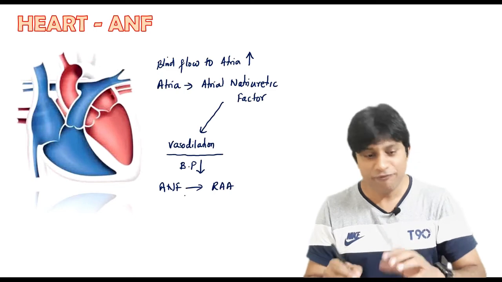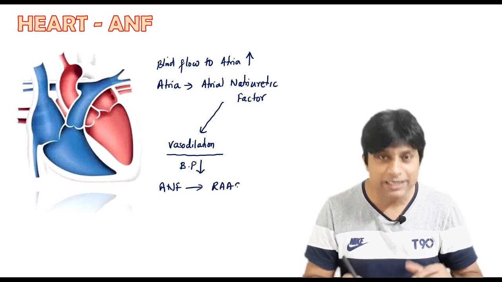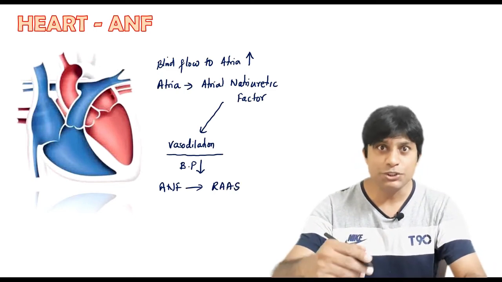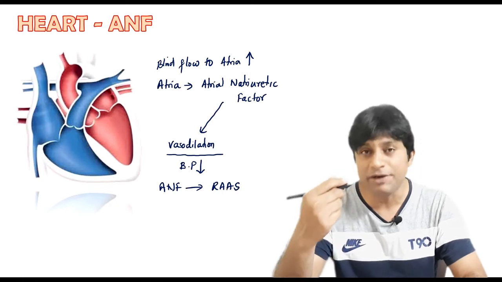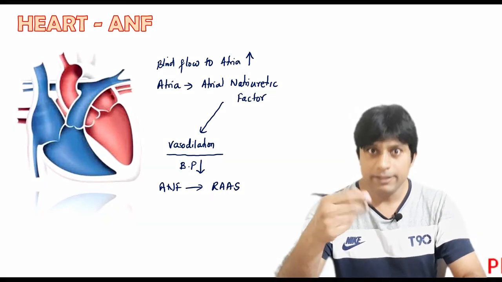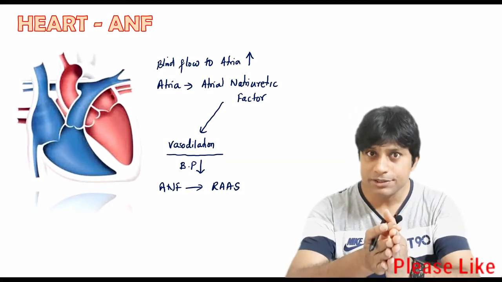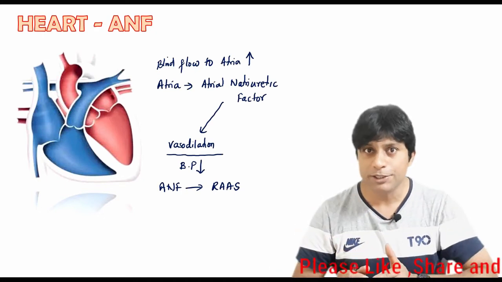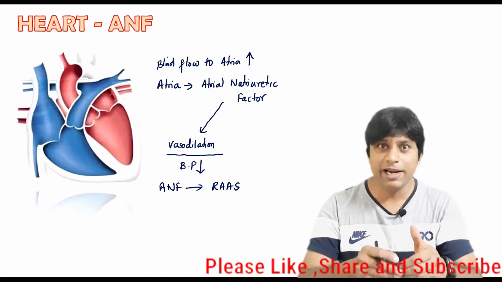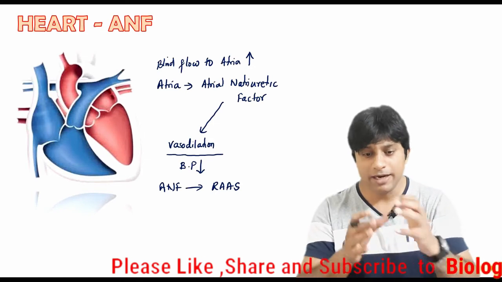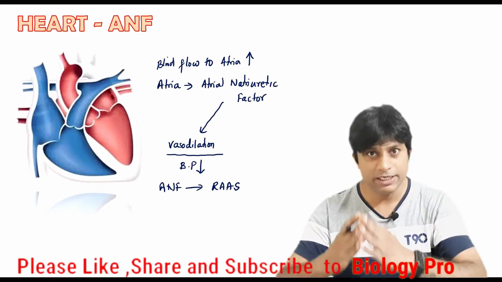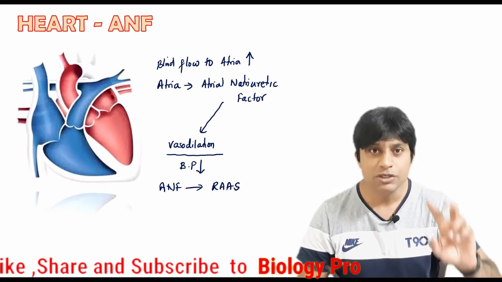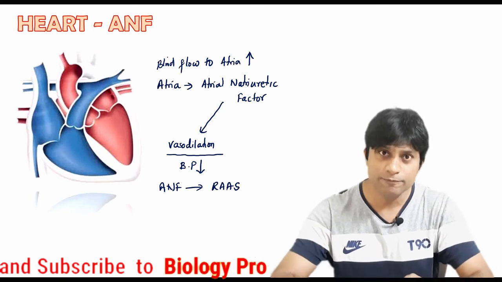Both ANF and the RAAS mechanism work antagonistically, because due to the RAAS mechanism, blood pressure increases and body fluid volume increases. This cannot be continued for a longer period of time. So as a result, ANF decreases the blood pressure, and all the excess water that is stored in the body will be sent out. So these two work antagonistically, right?